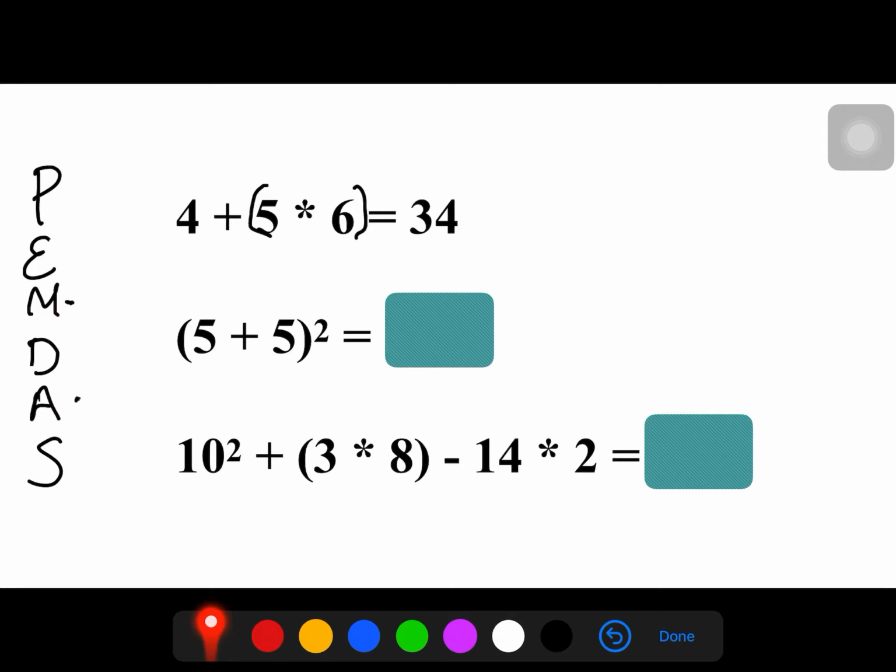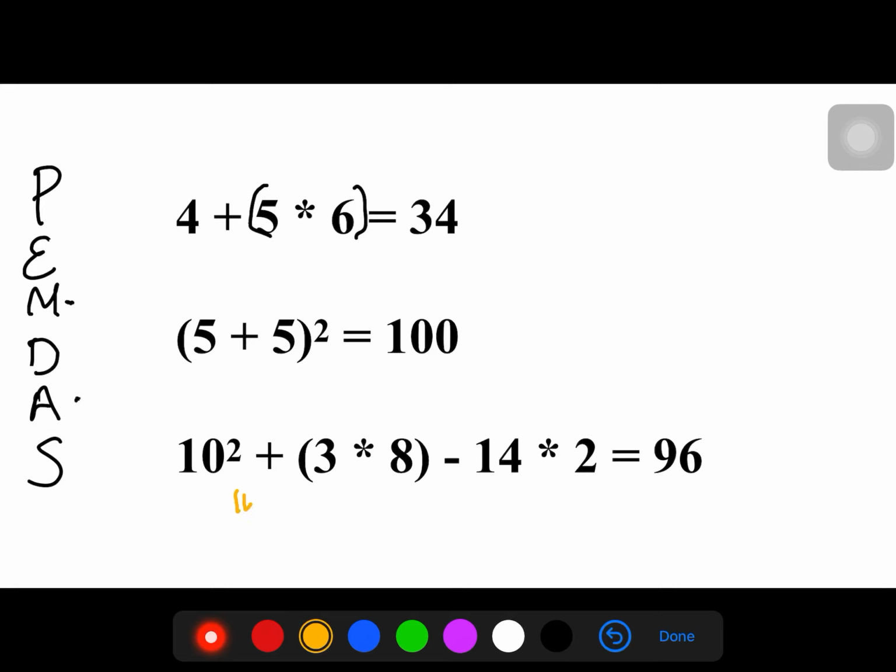This, you solve parentheses first. Well, what's the solution of the parentheses? And then use the second power. 100. And then my last one. So let's see how we get 96 for this last one.